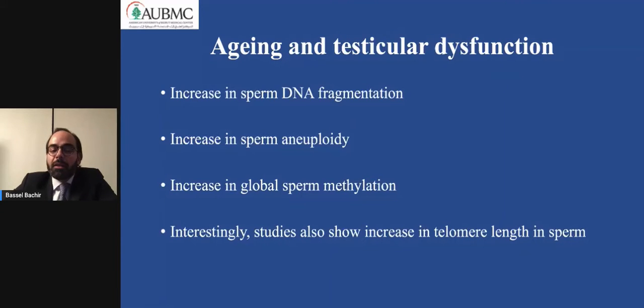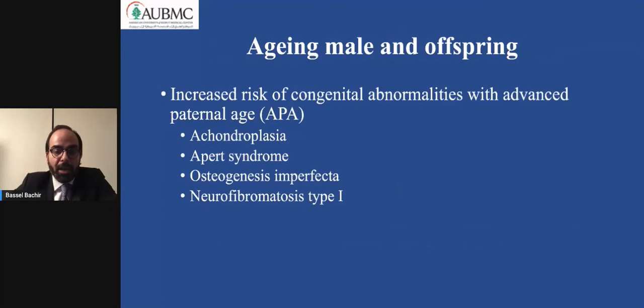However, interestingly, studies also show an increase in telomere length in the sperm of aging men. Now, telomeres are DNA sequences present at the end of chromosomes, and they give a protective function for chromosomes during cell division. So perhaps this is a mechanism in men to compensate for all the damage that happens to sperm with aging.